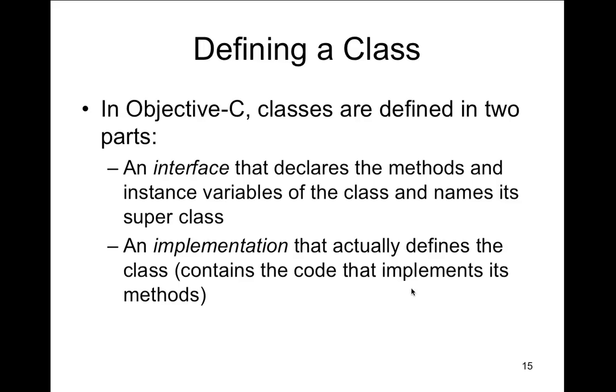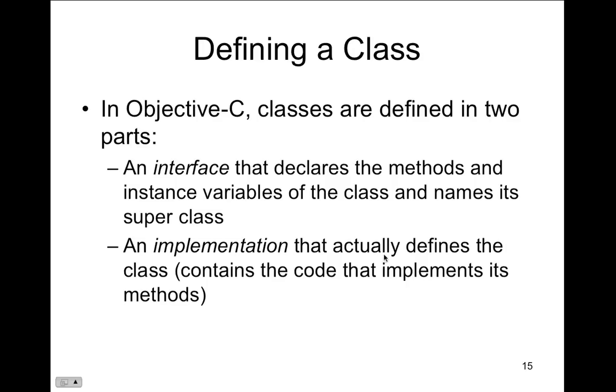In terms of the definition of the class itself, and we'll see some examples of making new objects in a few minutes, it has two parts. I talked about the interface and the implementation, the .h and the .m. The interface declares the methods and the instance variables of the class, and names its superclass, where it's being inherited from.